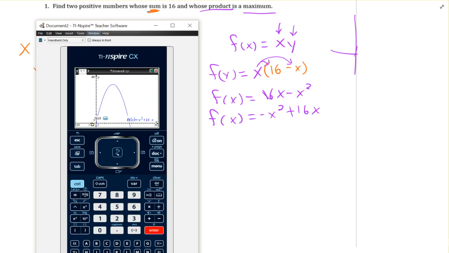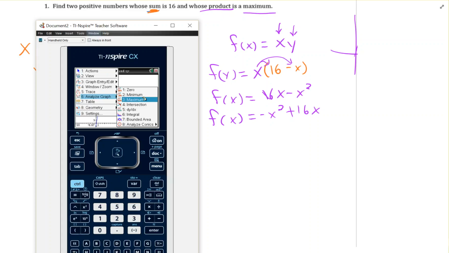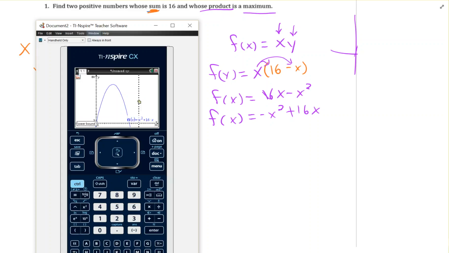And our x value, well, that's actually x. That's our x right there. So if we figure out our vertex, well, let's do it. I'll show you. So if we figure out our vertex here, so analyze graph, I want to figure out what the maximum is. I'm going to click to the left of it, I'm going to click to the right of it. And it says that my vertex is at 8, 64.